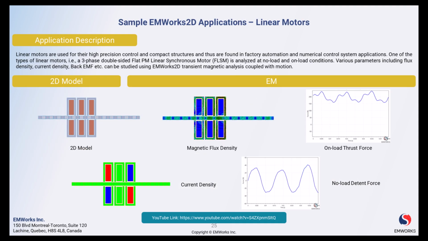Moving ahead, this EMWorks 2D application characterizes a linear permanent magnet synchronous machine design which is used in factory automation applications. A comprehensive simulation of the electromagnetic fields and dynamics enabled analysis of key parameters like thrust force production versus position, back EMF waveforms, end effects, magnetic field distributions, and many more. The insights again helped engineers optimize the electromagnetic design and mechanical parameters for stable, smooth, and precise linear motion control.